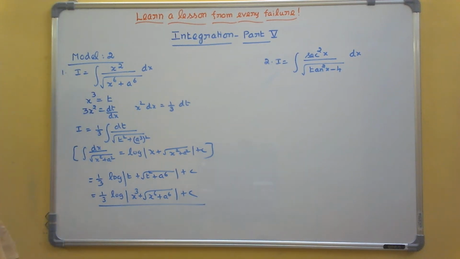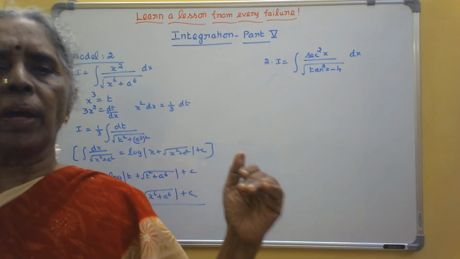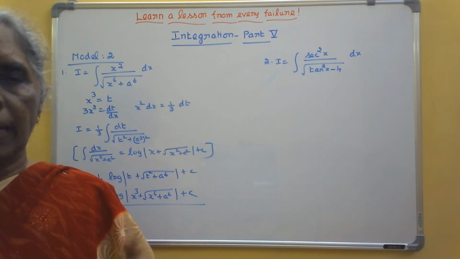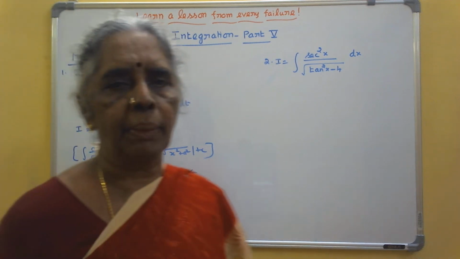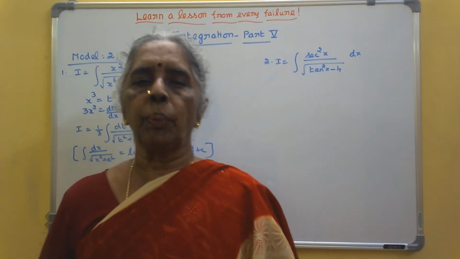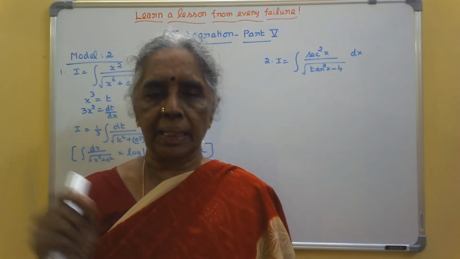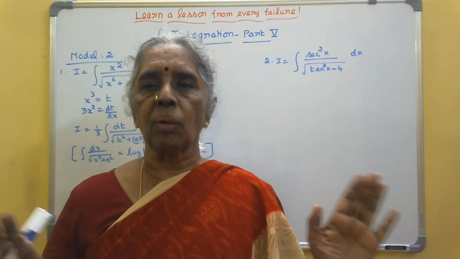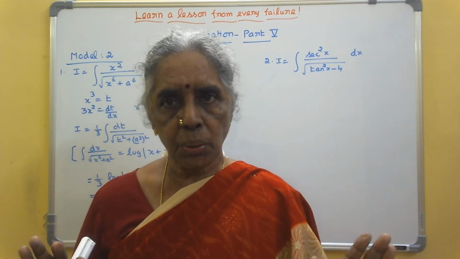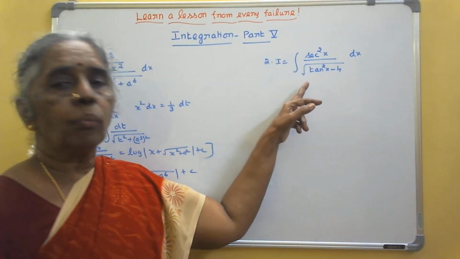So, this is the second model as I told you. You have to substitute and then you will go for the application of the formula. Your answer will be in terms of the new variable t or whatever variable you put. Then you have to replace it by x. The final answer should be in terms of x only. Okay? Understood? Now, let us do one more sum.